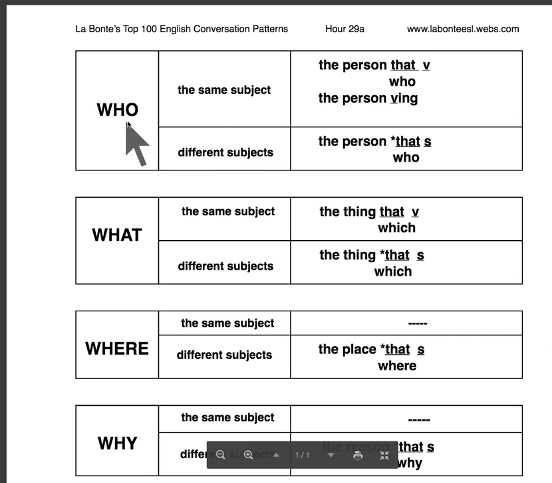For example, here with who, it's either the same subject or different subjects. Let me explain. The person that talks, the person that talked, the person that will talk. Present, past, and future. Once again, present, past, and future. The person that comes, the person who came, the person who will come. Right? You need to use either that or who.